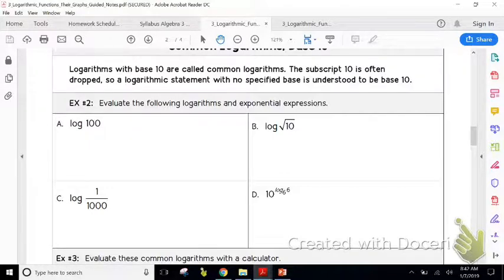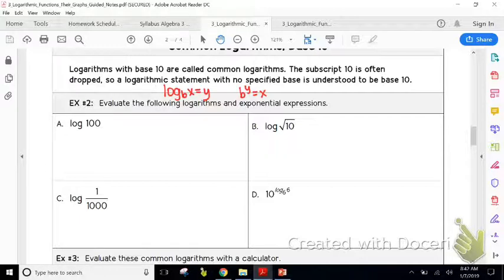So if no base is written, it's base what? 10. All right, so example 2 says evaluate the following logarithms and exponential expressions. So we're doing the same thing we were doing. The only problem is it didn't tell me what it's equal to, and that's what we're going to try to solve. So remember our two different forms: if we're in log form, it's log base b of x, and we set it equal to y, correct? And if it's in exponential form, it was b to the y, and we set it equal to x.